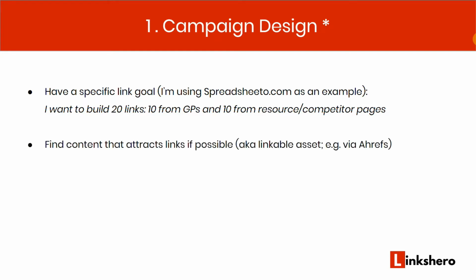Then you want to find the content that attracts links, if possible. We call that a linkable asset, and I use Ahrefs to find it, and I'll show you in a second how to do this. But it can be, again, anything. Unique data, usually statistics, work really well. Some form of in-depth guide really works. Something that breaks the typical pattern of people is also working.